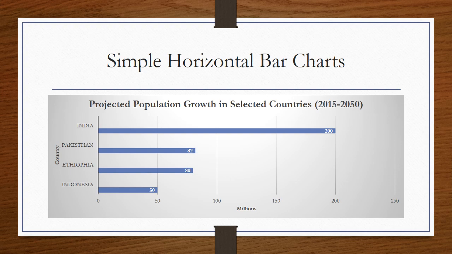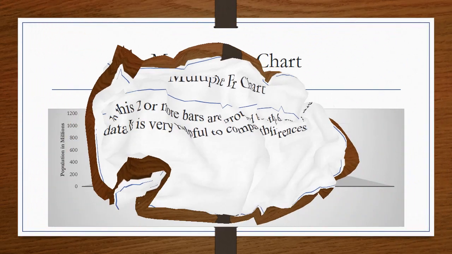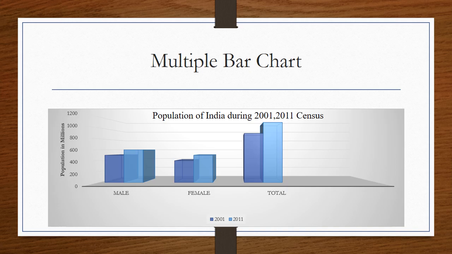The next is multiple bar chart. More bars are grouped together. So that is the difference. In the previous slide we have seen only a single bar, but here two or more bars will be there. It is very helpful to compare the differences. Multiple bar chart. So you can see here the population of India during 2001 and 2011.